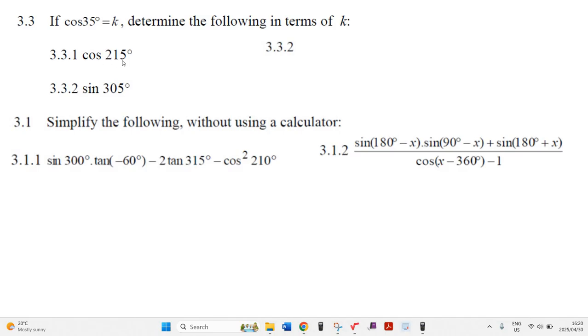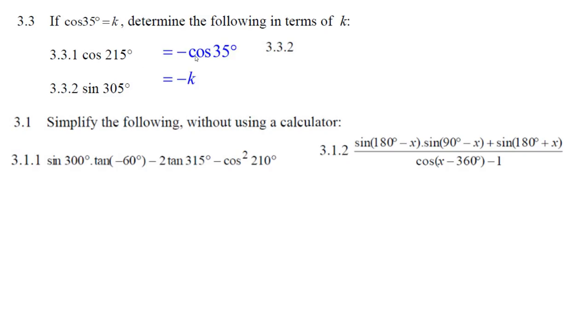This cosine of 215 degrees, if you go to where it is, it's 35 degrees past 180 degrees. So if you think of a graph here, and you go to 180 degrees, 35 more degrees puts you in the third quadrant. The cosine's negative there. So it's really minus the cosine of 35 degrees. But they said the cosine of 35 was k, so the answer must be minus k, and that's all there is to it.